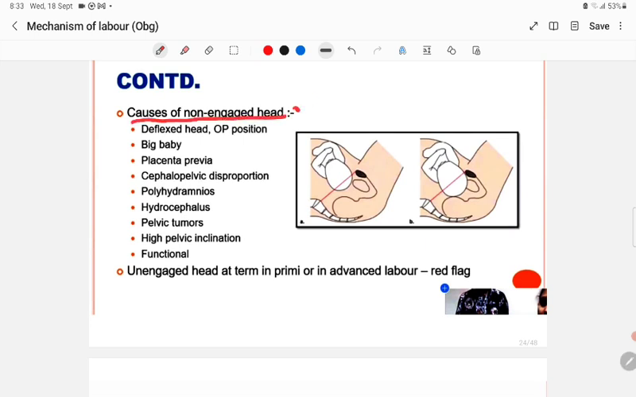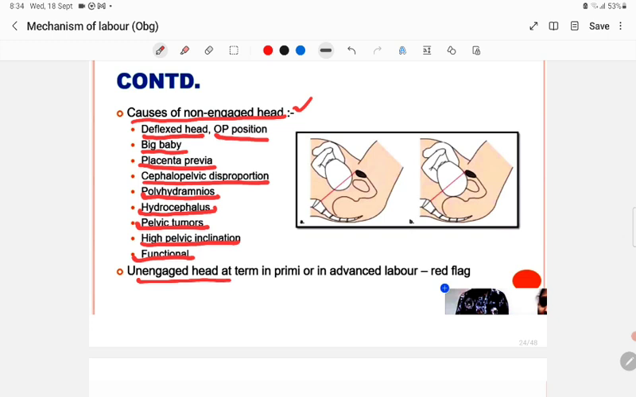Okay. What are the causes of a non-engaged head? Why is it not engaged? First, if it is a deflexed head, there is no proper flexion, so it will not engage properly. Then occipito posterior position, big baby, placenta previa, cephalopelvic disproportion, polyhydramnios, hydrocephalus, pelvic tumors, high pelvic inclination, and functional causes.